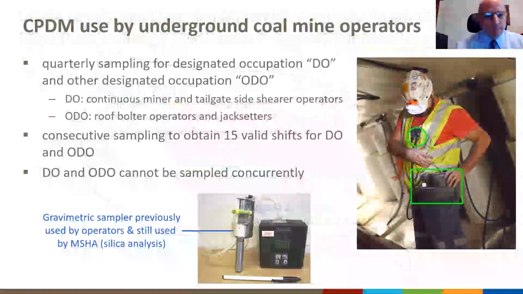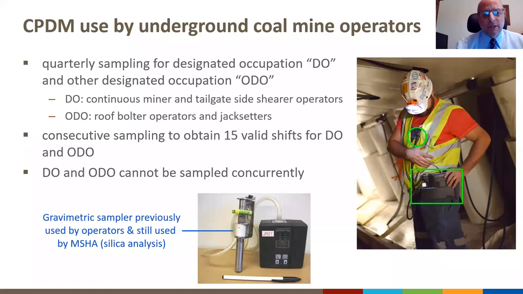So how do mine operators use this? They're required to conduct quarterly sampling for what's called the designated occupation and other designated occupation. From historic dust sampling data, MSHA knows the occupations that have potential for the highest exposure, and these are defined in the regulation now. And for continuous mining operations, it's the continuous miner and roof bolter operators that are the DO and ODO. And for the longwalls, it's tailgate side shear operator and jack setters.